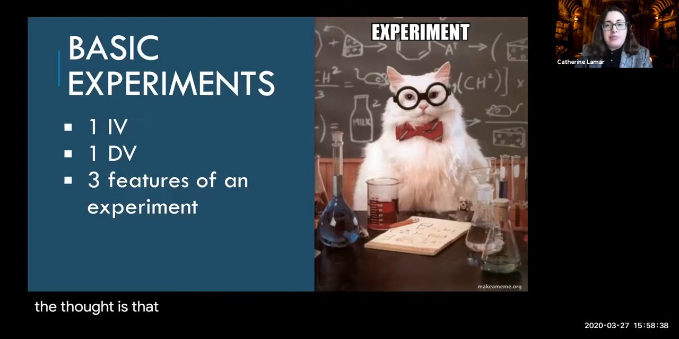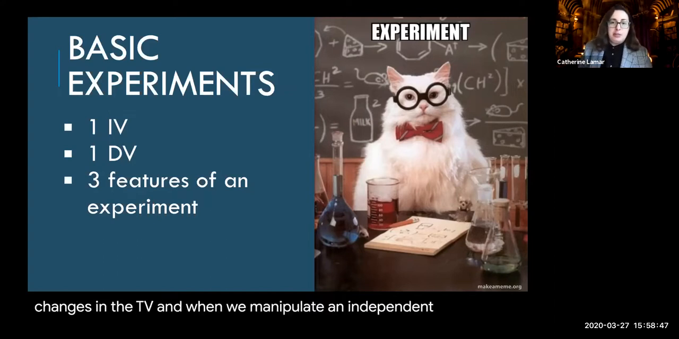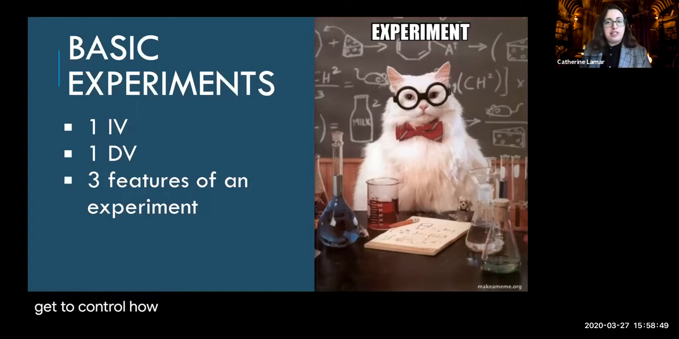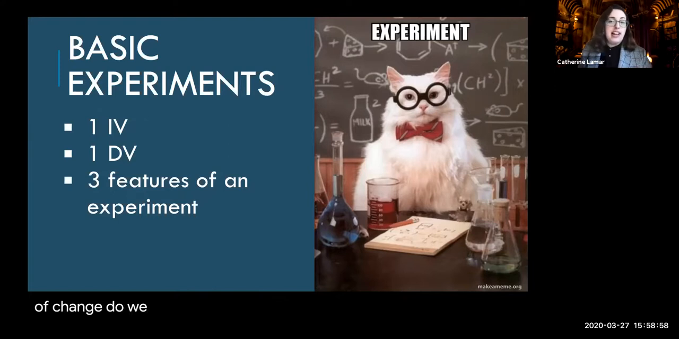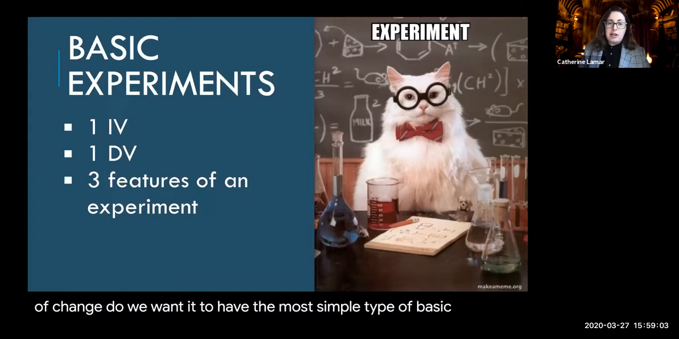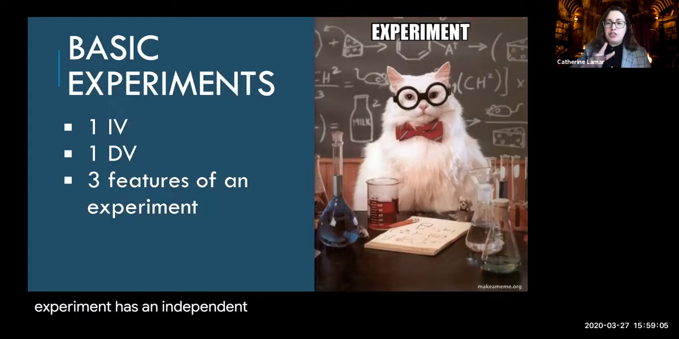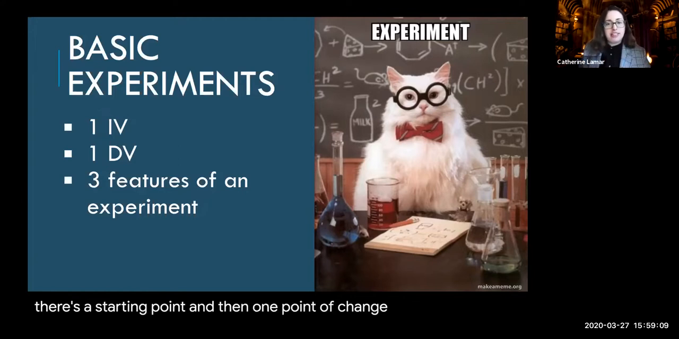And the thought is that if we manipulate that IV, we will then observe changes in the DV. When we manipulate an independent variable, we get to control how it changes, which is really cool as researchers. When we control how it changes, we often decide how many levels or points of change we want it to have. The most simple type of basic experiment has an independent variable with just two levels because there's a starting point and then one point of change, and that's it.